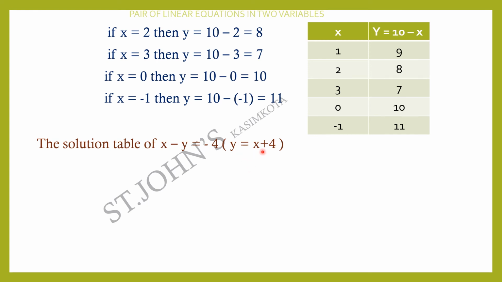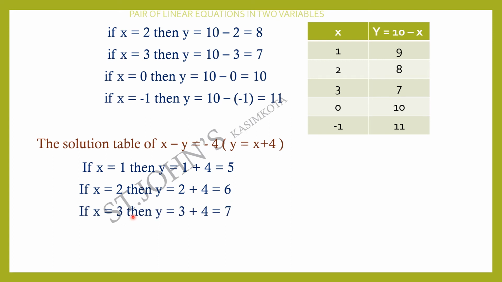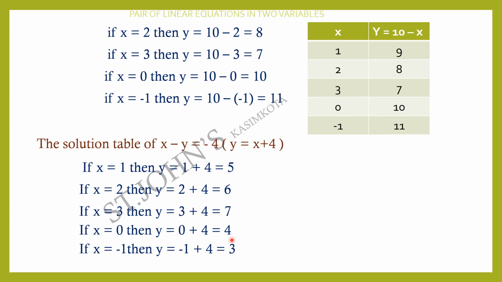Y equals 1 plus 4, 5. X equals 2, y equals 2 plus 4, 6. Okay, clear? Write down the values. If x equals 1, then y equals x plus 4, which means 1 plus 4, 5. If x equals 2, then y equals 2 plus 4, 6. If x equals 3, then y equals 3 plus 4, 7. If x equals 0, then y equals 0 plus 4, 4. If x equals minus 1, then y equals minus 1 plus 4, 3.